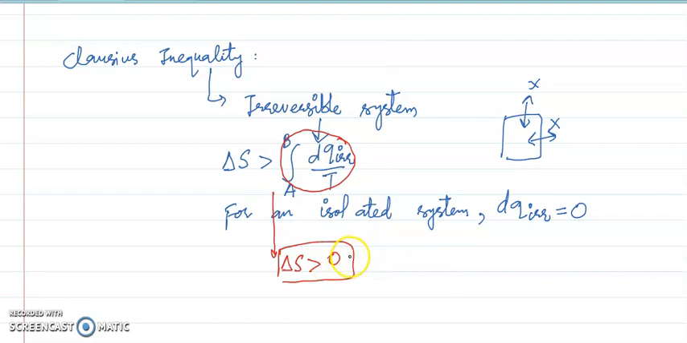What is the significance of this? It tells us basically that in an isolated system there is an increase in entropy, or we can say a real transformation occurring in an isolated system is accompanied with an increase in entropy. Okay, thank you.